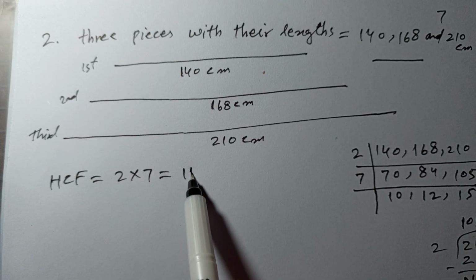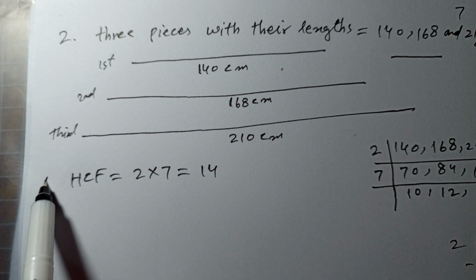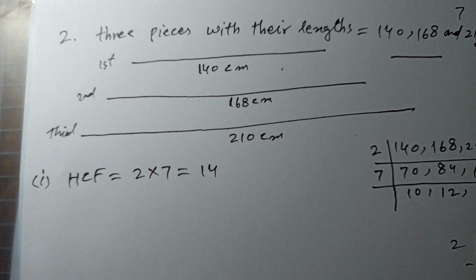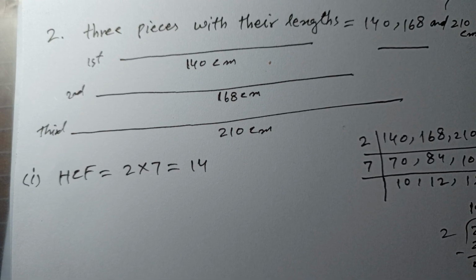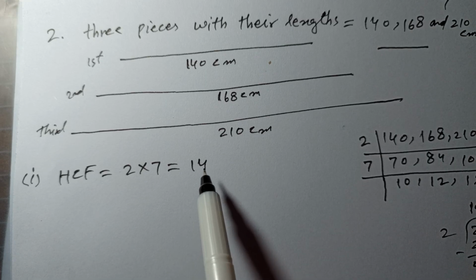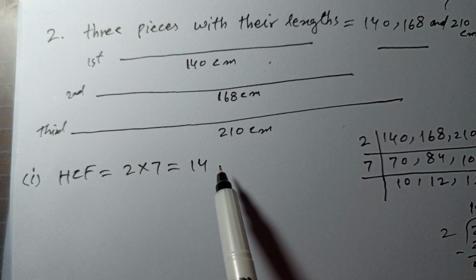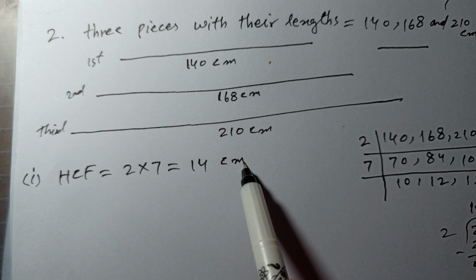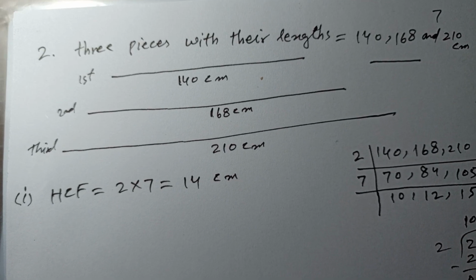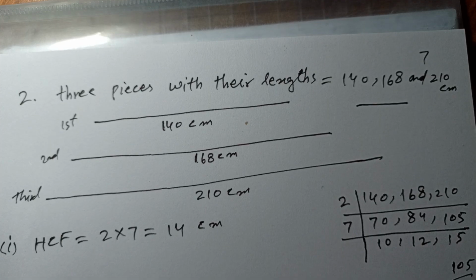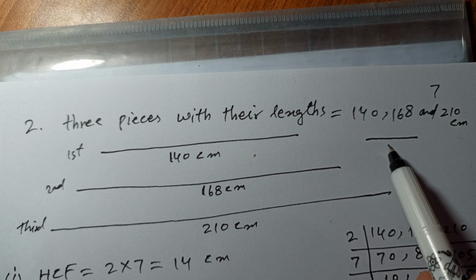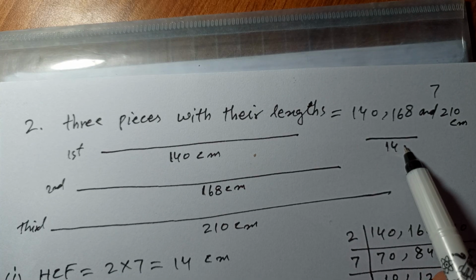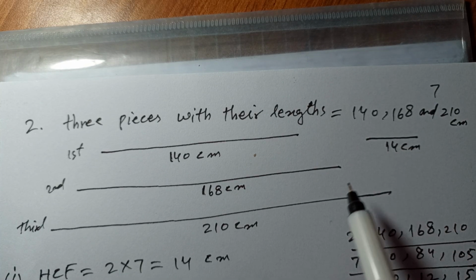2 sevens are 14. This was our first part answer. First part was: what is the greatest possible length of each of the smaller pieces of rope? So that length is 14 centimeter. It means that the length of the smaller piece, the greatest possible length, is 14. This one will be 14 centimeter in length.